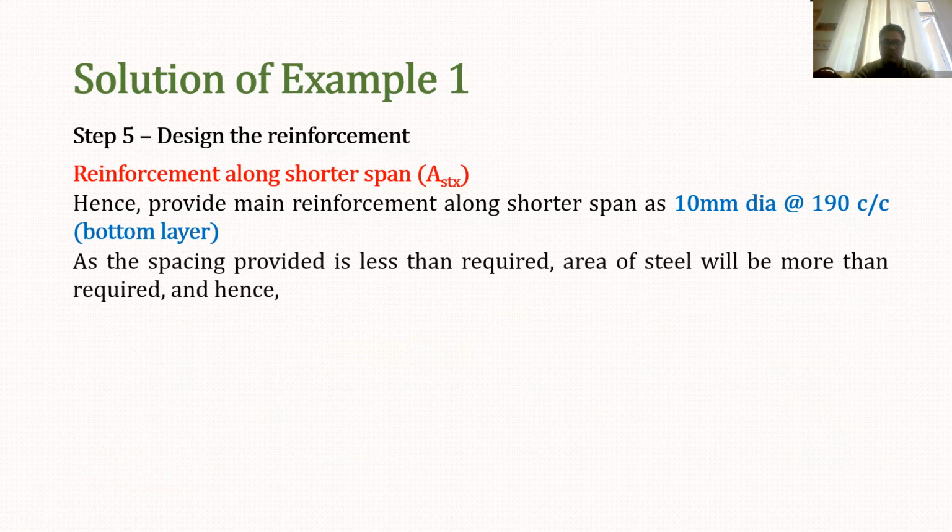So here we will first find out the AST provided, how much area of steel we have provided, because the spacing is taken as the reduced one.